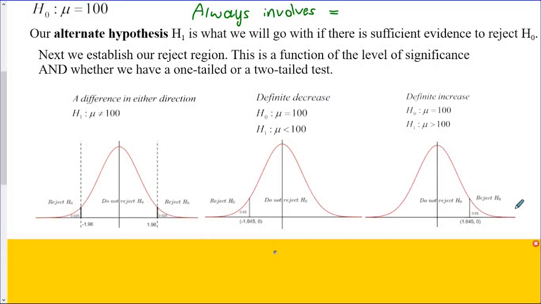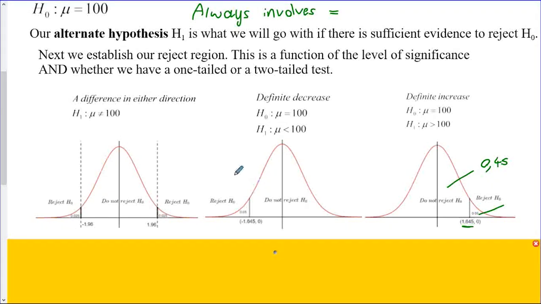Now, if we're going with a 5% level of significance and it's a one-tailed test, then we establish our z-score according to 5% in the one tail, which would mean that we look up 0.45 in the table and we get a value of 1.645. Likewise, with a one-tailed test for a definite decrease.